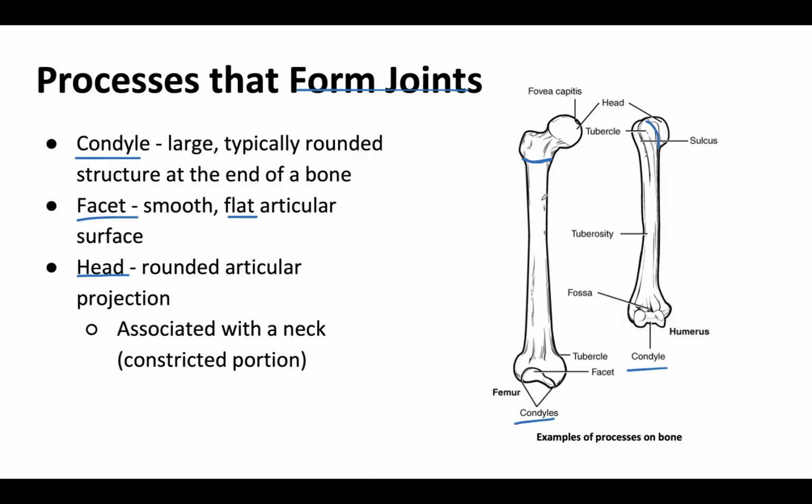Heads are usually associated with ball and socket joints. So you'll have one on both the femur as well as the humerus. Those are both the heads that I highlighted there, but there are other examples of heads on other bones.